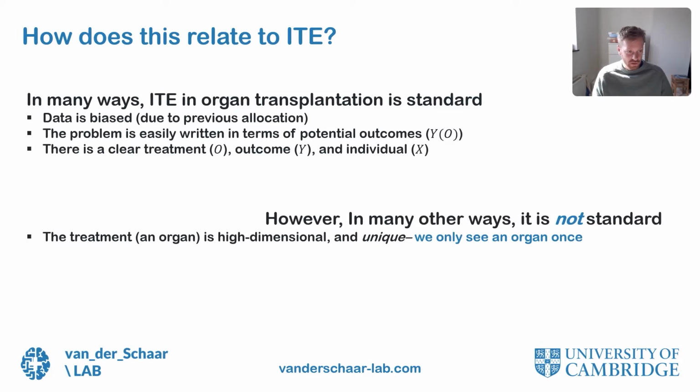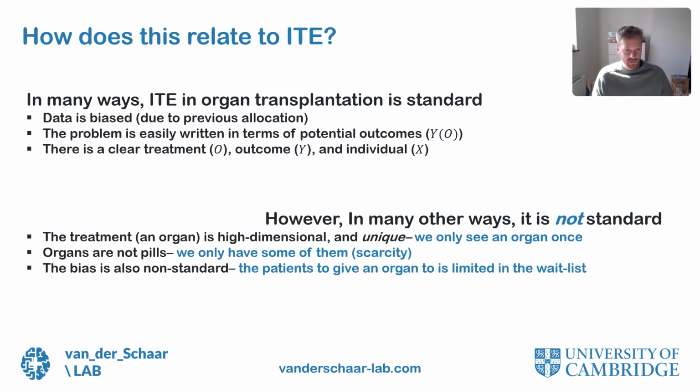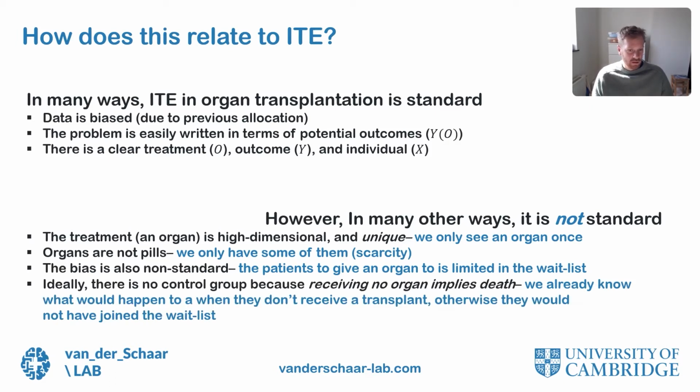First of all, the treatment, being the organ, is high dimensional and unique. So this would be a first. We only see an organ once. Organs are not pills. We have some of them, but they're scarce. The bias is also non-standard, as the number of patients to give an organ to is limited by the waitlist. So while there are many possible patients, we can only assign the treatment to, let's say, 500 on the waitlist. And ideally, there is no control group because receiving no organ implies death. We already know what would happen to a patient when they don't receive a transplant, otherwise they wouldn't have joined the waitlist.